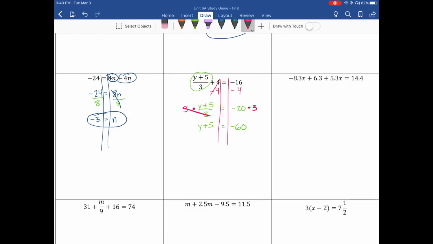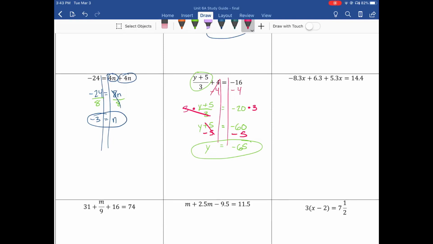From there, we want to know what y is, not what y plus 5 is. So we need to get rid of that plus 5 by doing the opposite. And we're left with y is equal to negative 65. If you struggle with your negative numbers, please don't hesitate to just put that into the calculator. That's why you have them. If you think you know, but you're not sure, at least just double check by plugging it in.